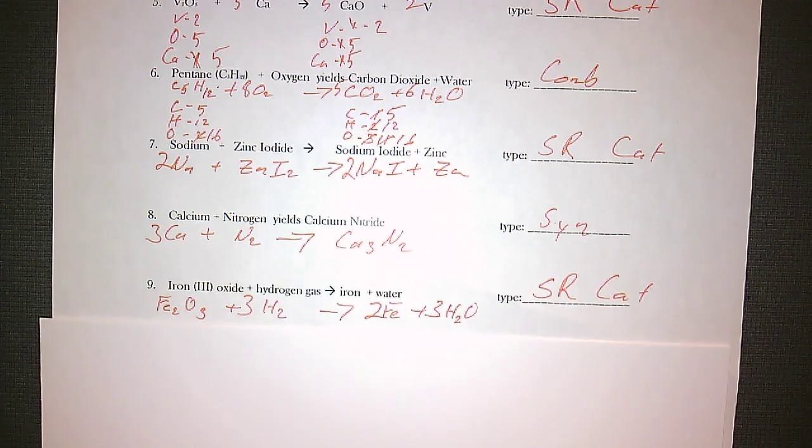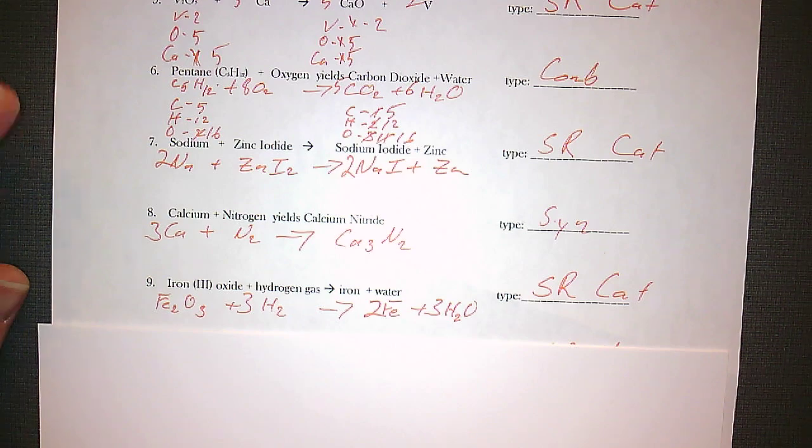All right. Iron(III) oxide is going to be Fe2O3. Remember, the Roman numeral is charge, not how many. So Fe2O3. Hydrogen gas is H2, and then Fe + 3H2O. And so you would have to have a 3 in front of the H2, a 2 in front of the Fe, and a 3 in front of the H2O. Again, single replacement, cationic.